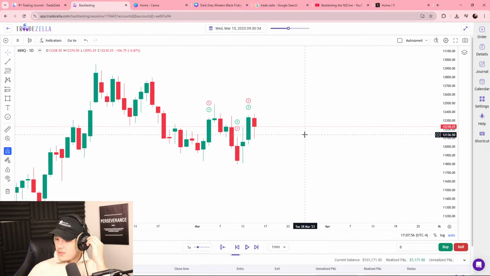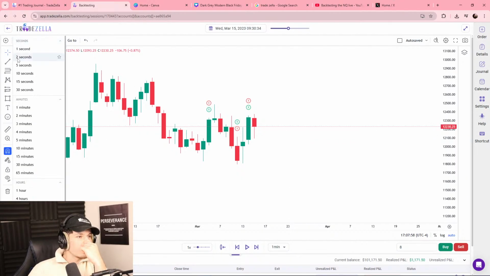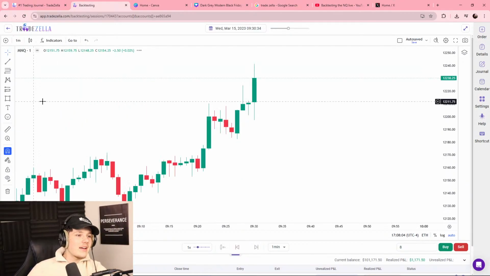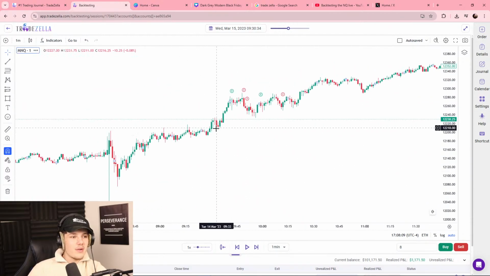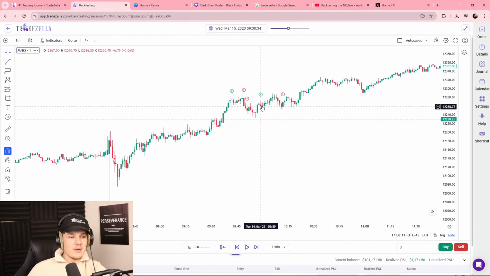Cutting risk. Would you not just cut risk on it? You can, but it depends, right? Like for me, I didn't like that. I didn't like how we consolidated. I didn't like how we attempted to move higher. We failed. We trade lower. We attempted to move higher again.